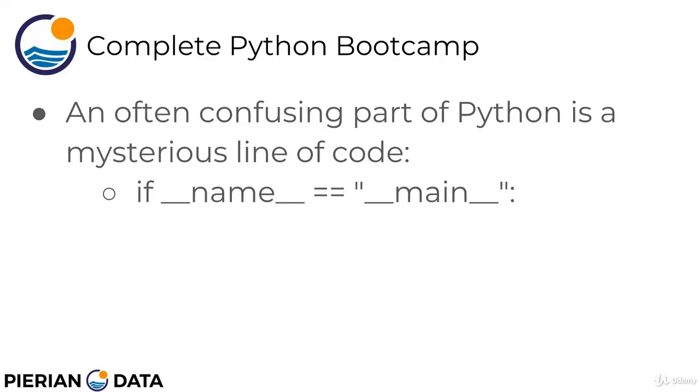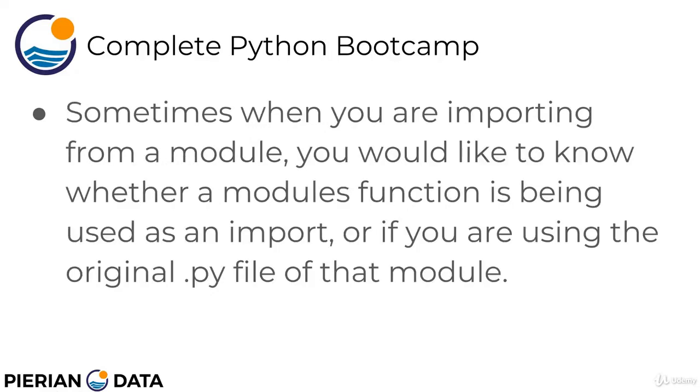and then there's a block of code to be executed. The whole idea behind that line of code is that when you're importing from a module, you would like to know whether a module's function is being used as an import or if you're using the original .py file of that module.